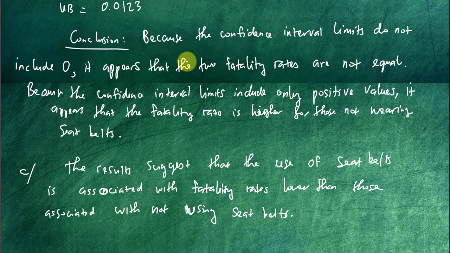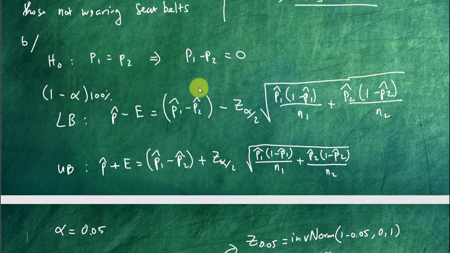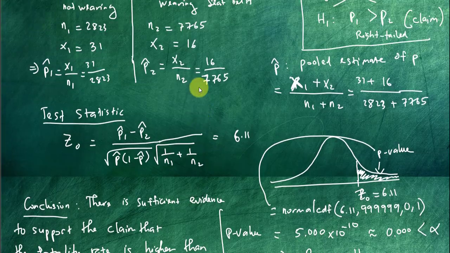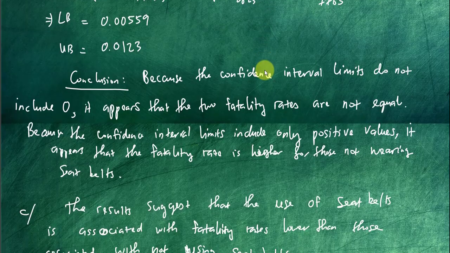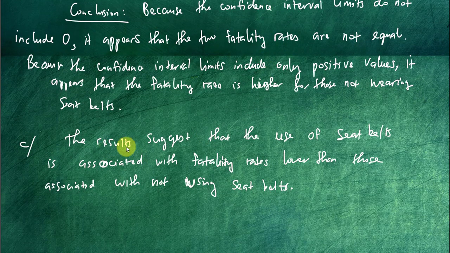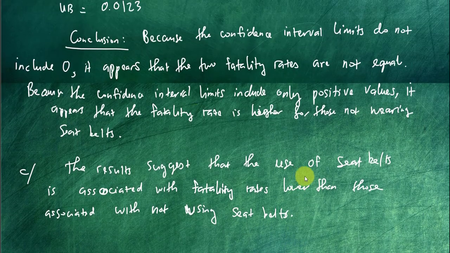And part C. What is the question? Part C is asking you, what do the results suggest about the effectiveness of the seatbelts? Well, it is very clear that the results suggest that the use of seatbelts is associated with fatality rates lower than those associated with not using seatbelts. And that is our conclusion above as well.